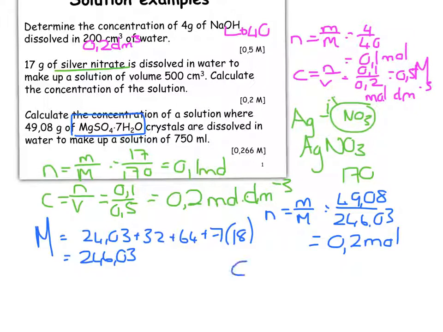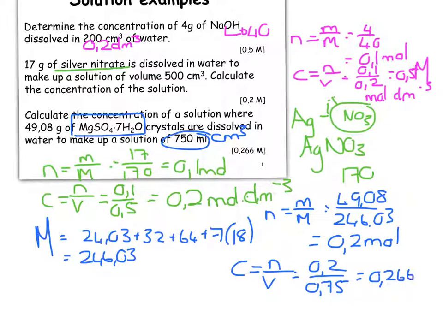But that's not my concentration. My concentration is number of moles divided by volume. So it's 0.2 divided by 750 centimeters cubed, which is 750 milliliters. So I need to change that into 0.75 decimeters cubed by dividing by 1,000. And I land up with an answer of 0.266 moles per cubic decimeter.